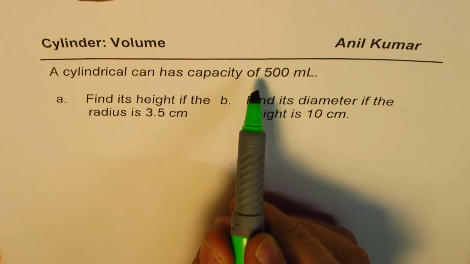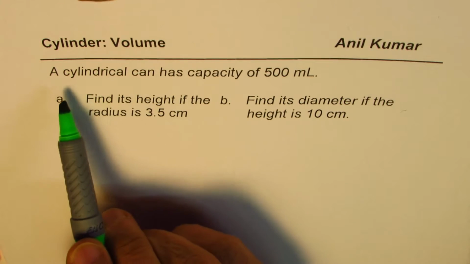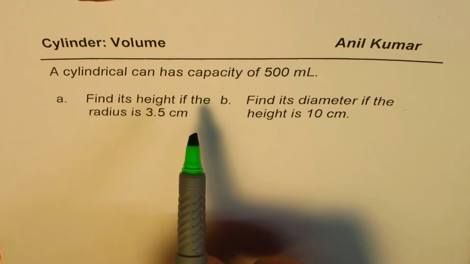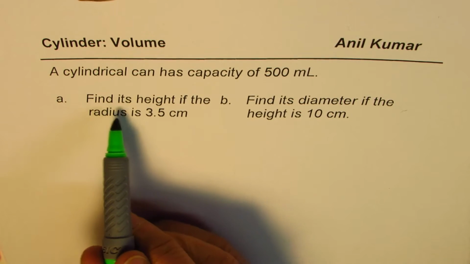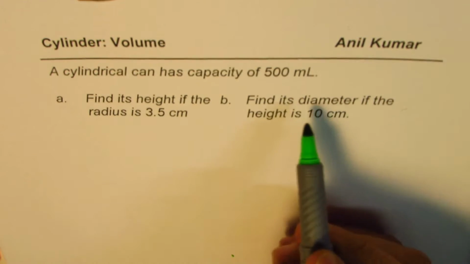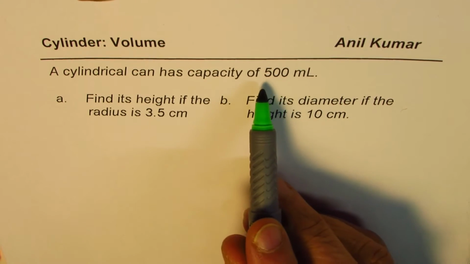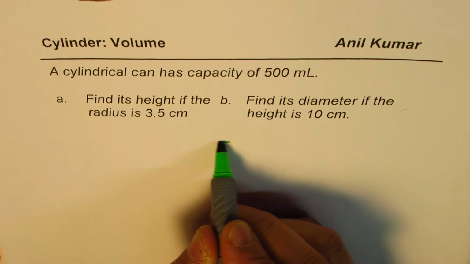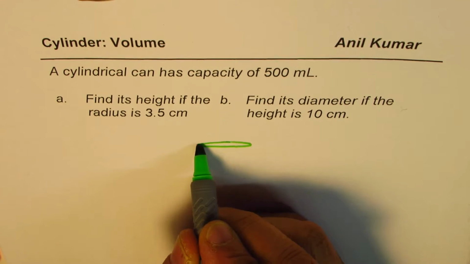We have two parts to a similar question, which is a cylindrical can has capacity of 500 milliliters. Find its height if the radius is 3.5 centimeters, and part B is find its diameter if the height is 10 centimeters.